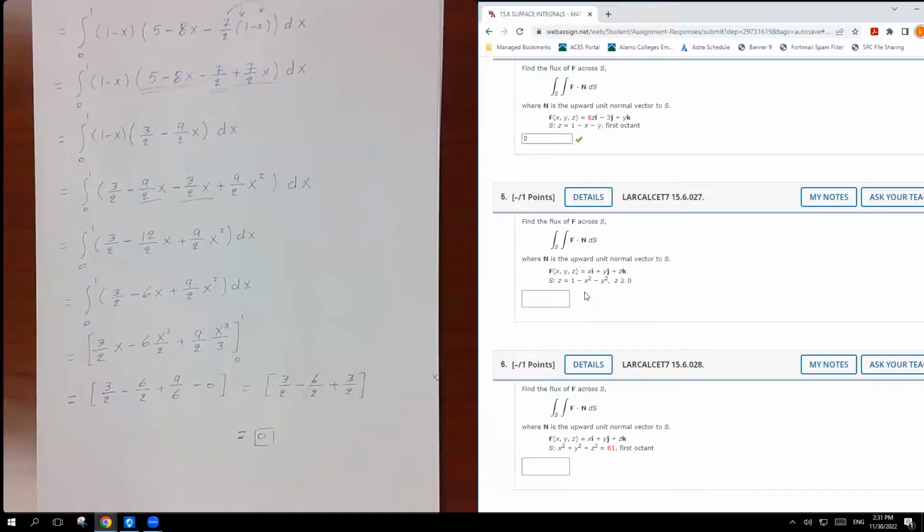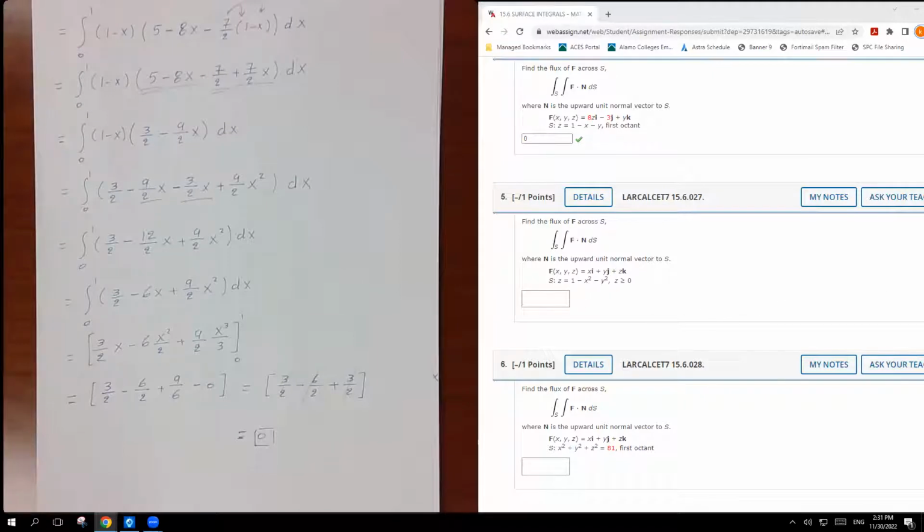We got it right. Let's move to number 6. I'm going to leave number 5 for you. We're going to do exactly the same thing for number 5. Be careful, z here is 1 minus x squared minus y squared, and z is greater than or equal to 0. So when you convert to polar coordinates, be careful here.